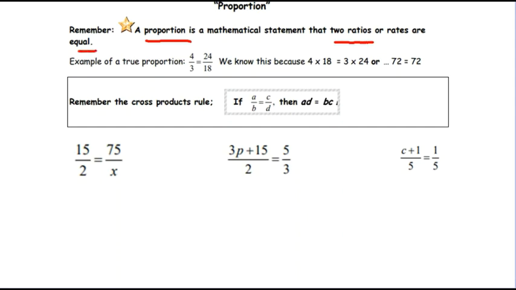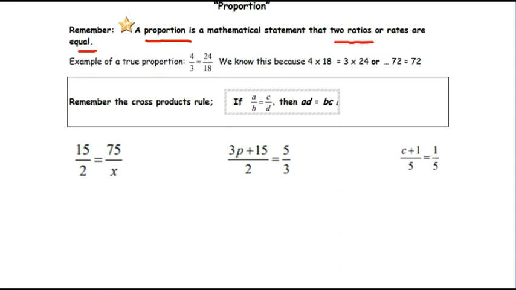Okay? And also for all proportion problems we use cross multiplication. As a result we get two cross products that are equal to each other. So basically this cross multiplication will help us find the missing x or any unknown variable's value. So let's take a look at the first problem.